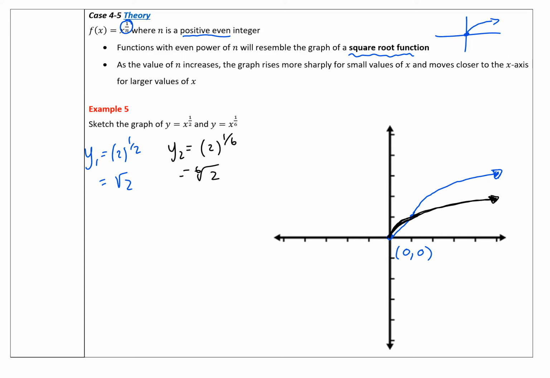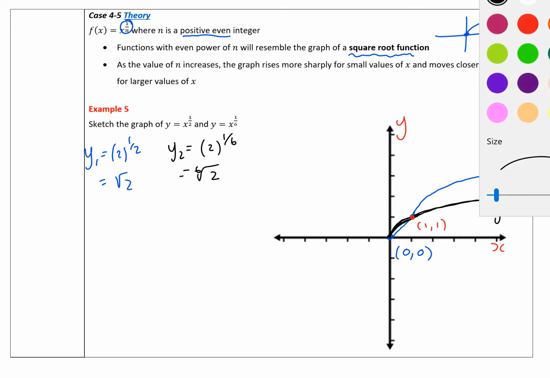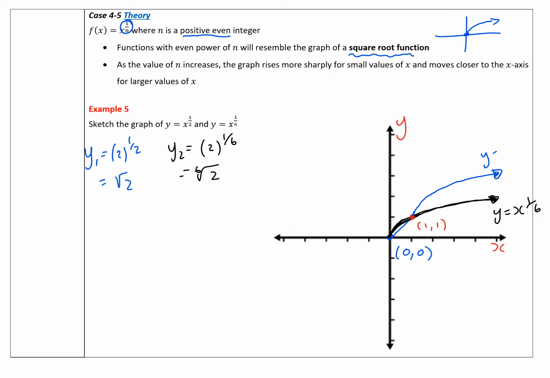If we label it correctly at 1, 1, label our axes and also label our graphs. These are some of the easier ones we get done.